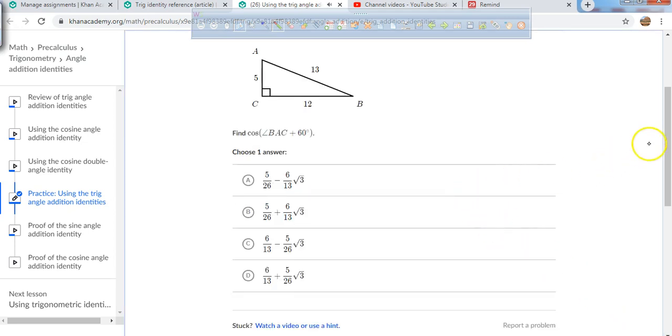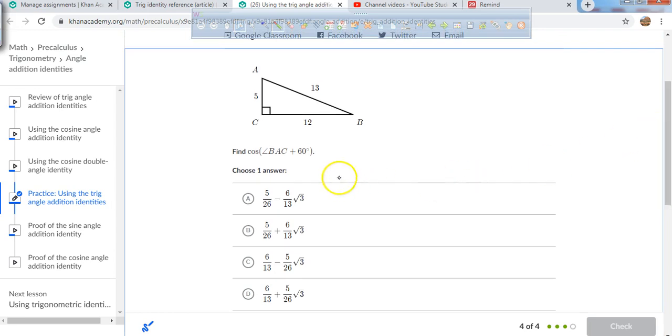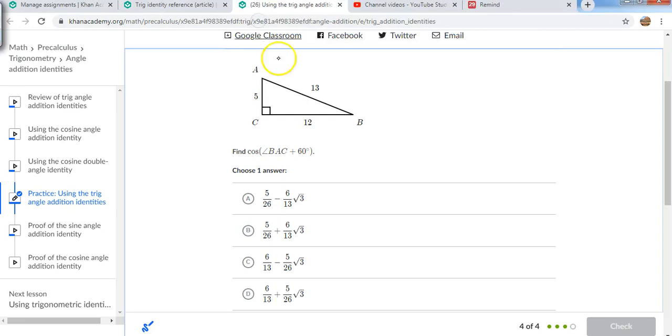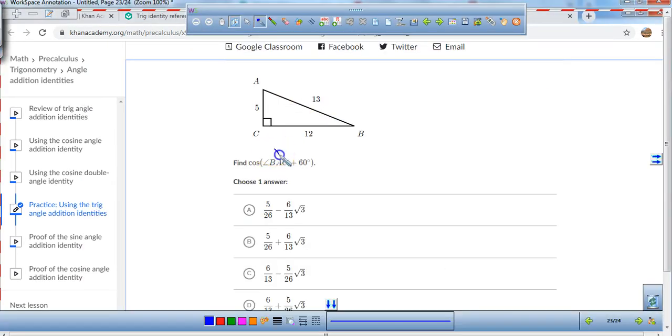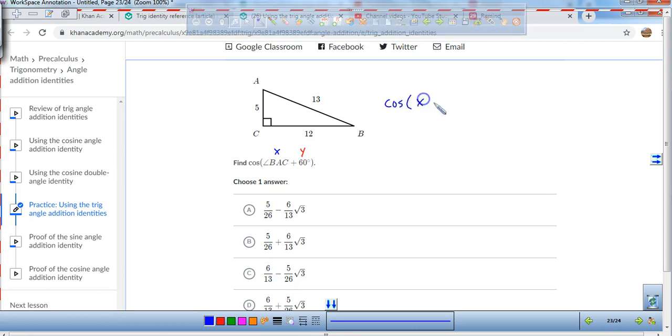Alright, let's do one more. This one looks like we're dealing with the sum of two different angles. Okay, so right here, I'm going to call angle BAC X. I'm going to call 60 degrees my Y. We are going to write down the cosine of X plus Y. And instead of theta and phi, we're going to do X and Y.